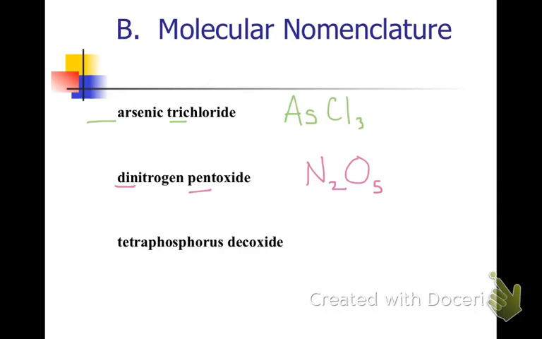And for the last one, what's the symbol for phosphorus? P. And what is its subscript? 4. What's the symbol for oxide? O. And how many do we have? 10. Okay, so decoxide, they dropped the A. Easy enough, right? Told you this one would be much easier.